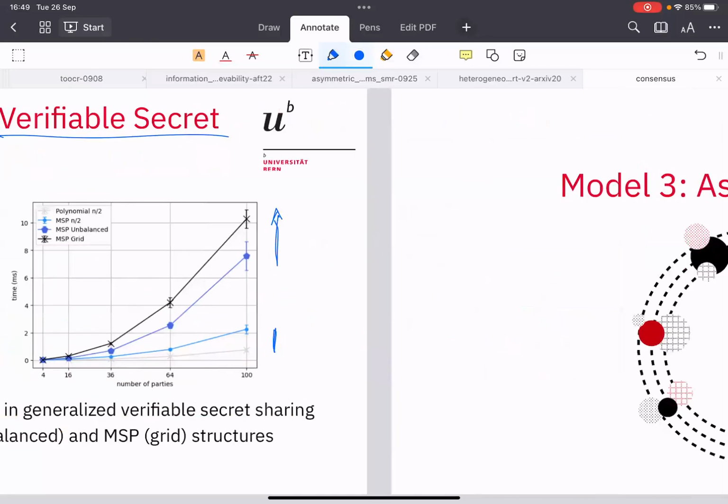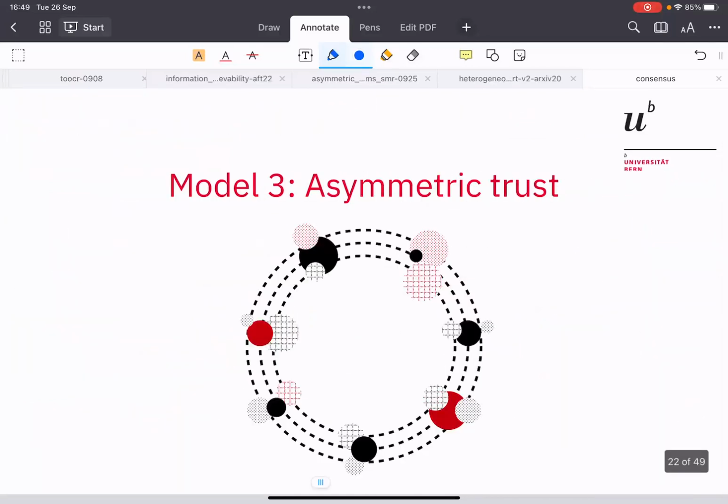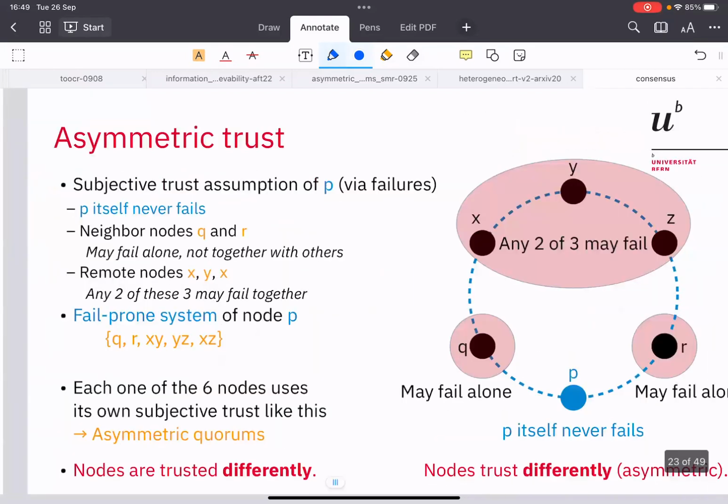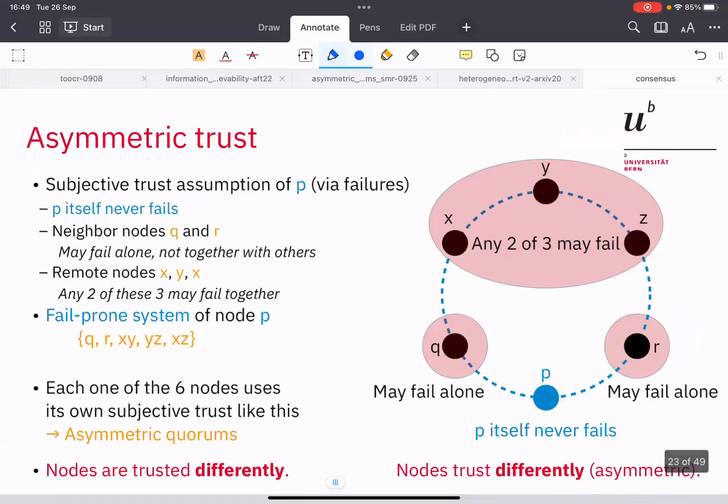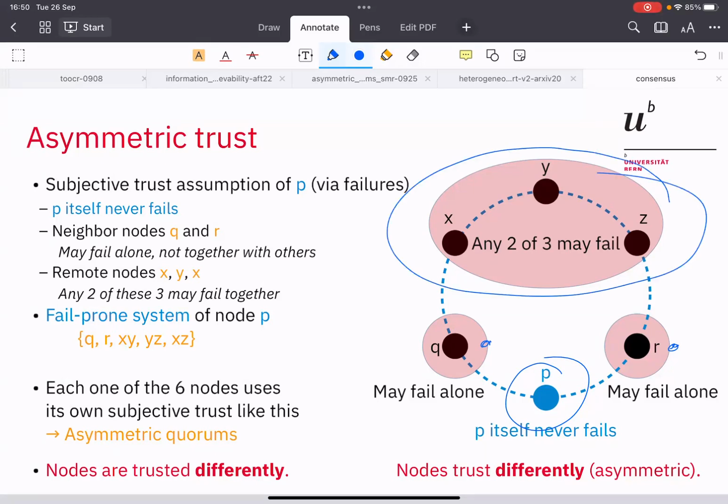Now we were at the generalized model, so let's go to the asymmetric trust model. Let me repeat the assumption first. Now it's asymmetric: who fails is different according to who you ask. You ask node P, and P says, I never fail, because otherwise there's nothing more to say. But my neighbors, maybe I trust them a lot, so maybe they're never failing together. Maybe one of them is faulty, but not the other. And those further away from me, those that I don't know so well, those three above, maybe any two of the three could fail jointly and collude against me.